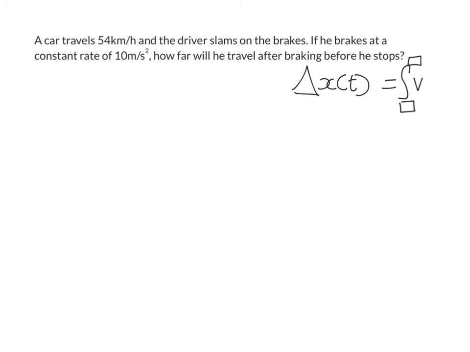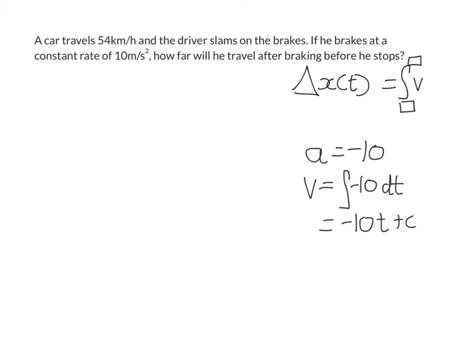So in order to solve this problem, I need to find the velocity function. Now I'm told that the acceleration is minus 10 meters per second squared. The acceleration is negative as the car is slowing down. It's decelerating at 10 meters per second squared, so it's accelerating at minus 10 meters per second squared. So because acceleration is the rate of change of velocity, to find velocity, we're just going to integrate acceleration, with respect to t, time. So the velocity is going to be minus 10t plus some constant.